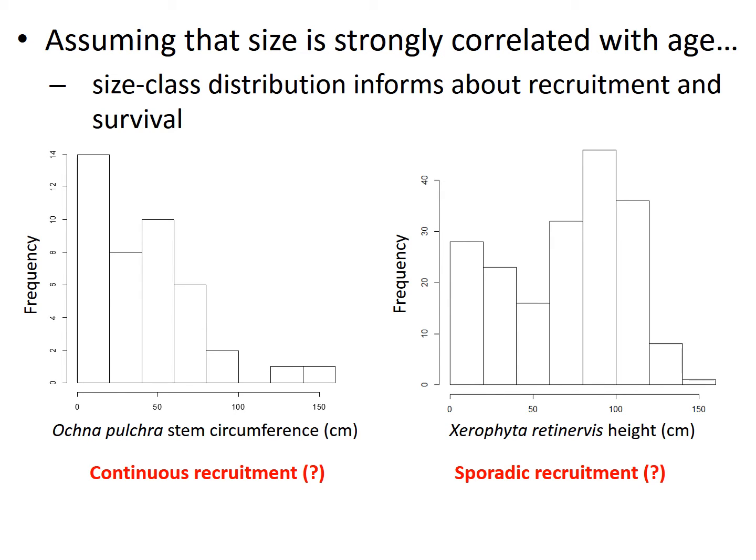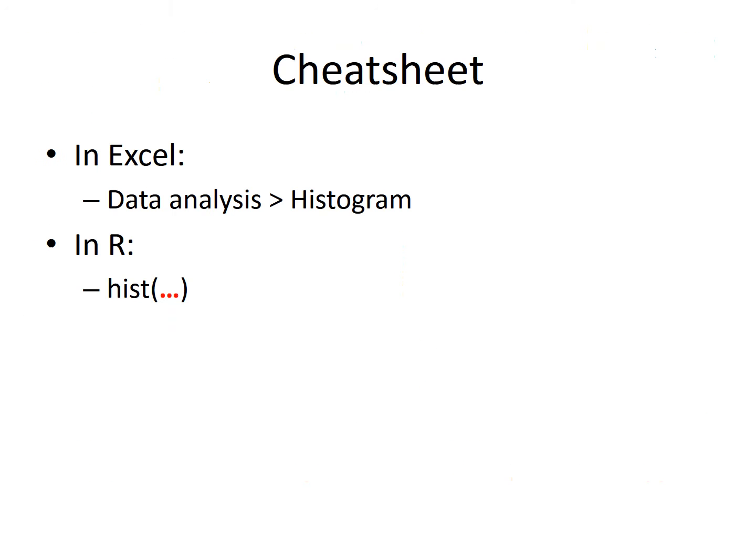So by looking at these size class distributions, we can make a guess about the recruitment pattern for these species. Okay, if you want to run these analyses for your Johannesburg data, if you're working in Excel, you can just go to the data analysis tool and click on histogram, whereas in R you would just use the hist function and put in the variable that you want to draw the histogram for.